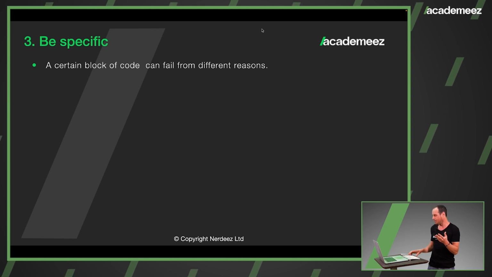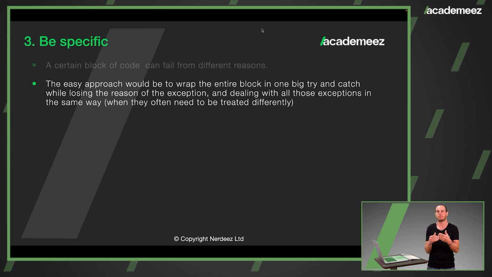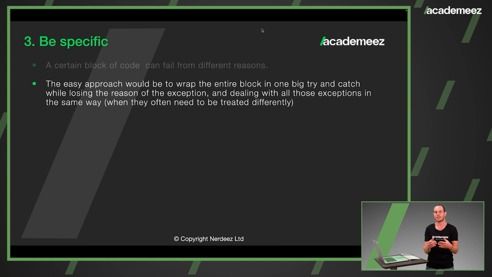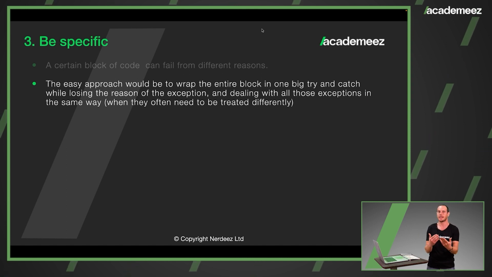Remember that when your app fails, one of the things you will go to is your logs, to check the exception that popped up and caused your server to crash. If you see something general, it will be much harder to debug. So try to be specific. Try to not wrap your entire big block that can fail in one big try and catch while losing information when doing so. Try to wrap a block of code in different parts, in different try and catch blocks, while understanding the exception and dealing properly with each exception.